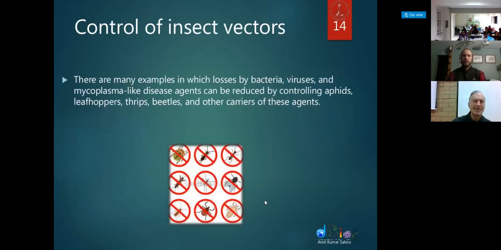So another form of biological control is to control the insect vectors that spread the disease. One way you can do that is to cover susceptible crops with a fabric row cover, and that keeps the insects out so they can't come in and spread the disease.